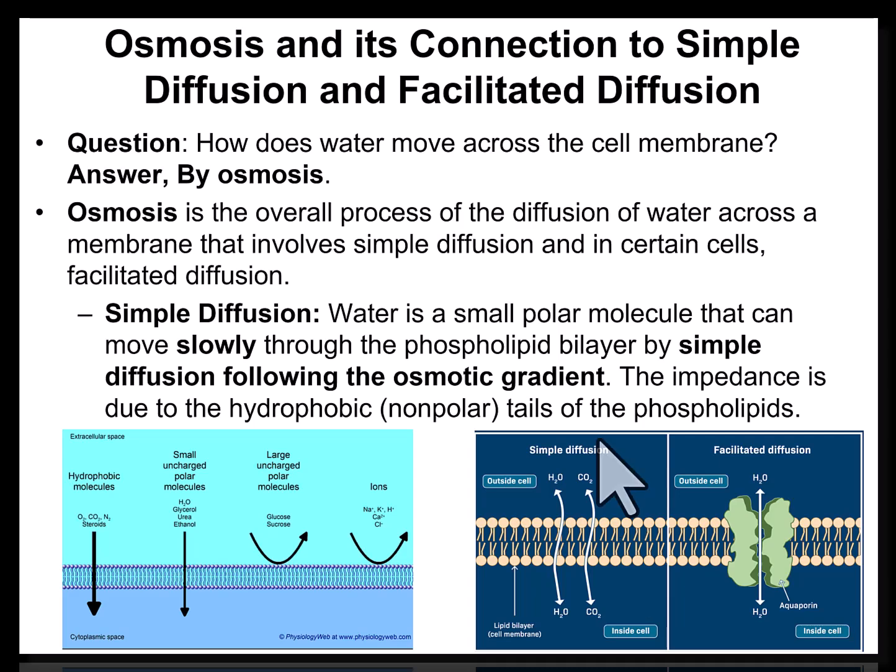So water will go through the membrane because it's a very small molecule. It's just that the phospholipid bilayer can impede the movement of water into the cell or out of the cell, depending on the osmotic concentration gradient.